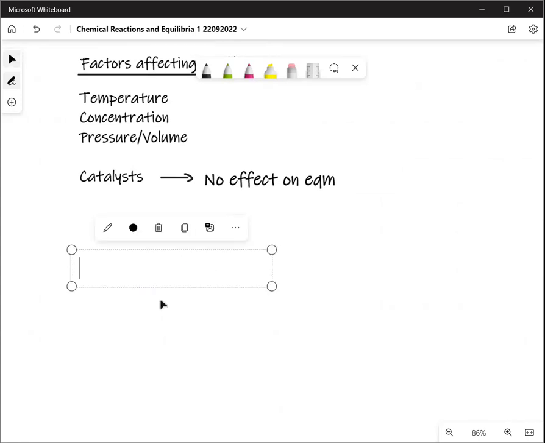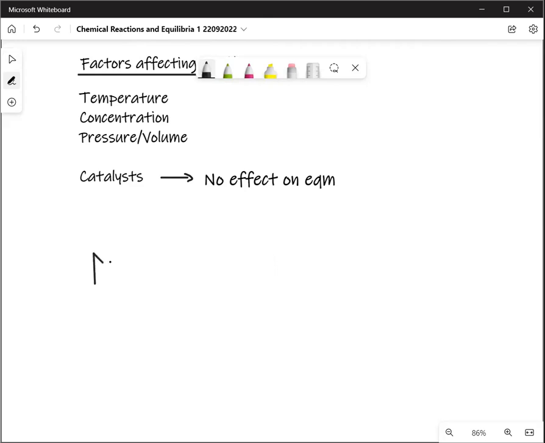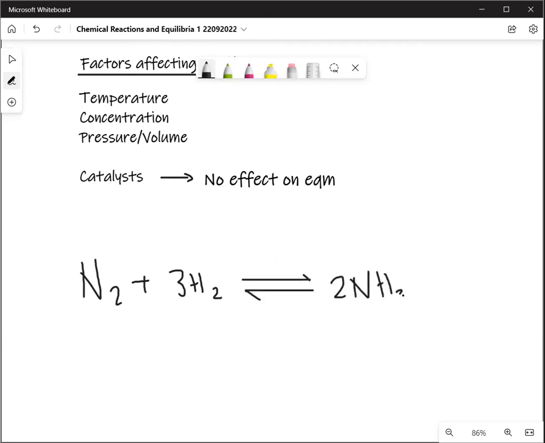Or before we do that, let's take another example. Perhaps an example of N2 plus 3H2 gives us 2NH3. Now this is an example. Now what are we doing in this?